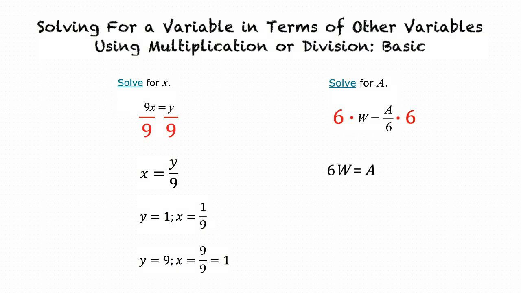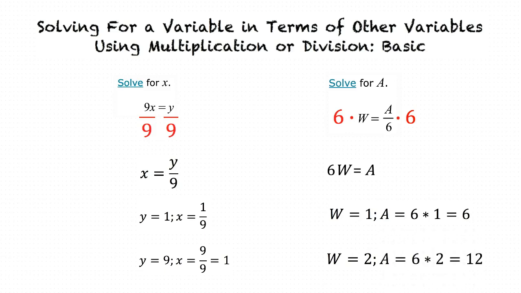What does the solution a equals 6w mean? It means that the value of a depends on the value of w. For example, if w were 1, the value of a would be 6, but if w were equal to 2, the value of a would be equal to 12.